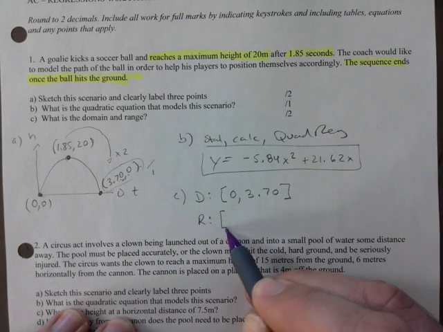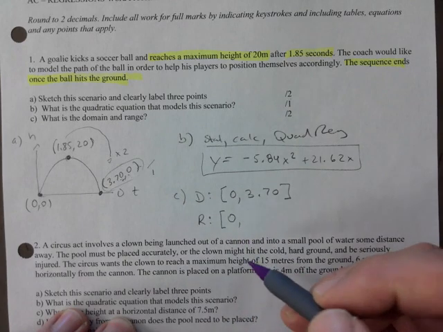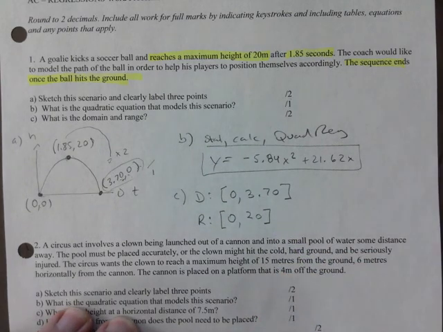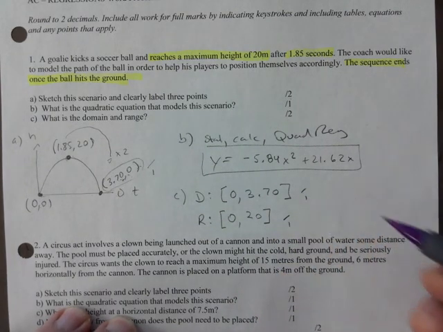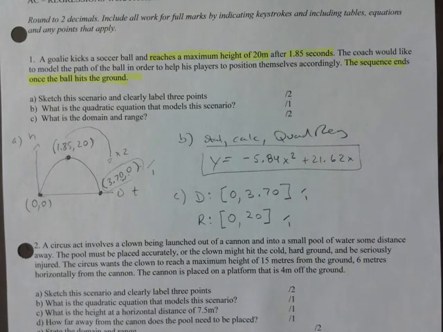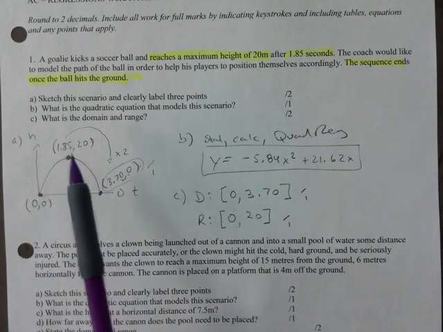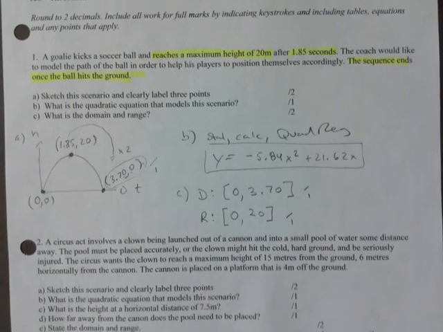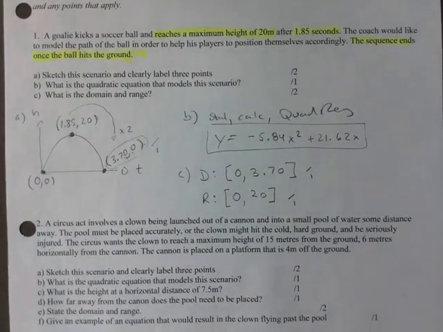And range, right? Obviously the lowest we can get is 0, and the highest we can get is 20. So 1 mark for each, including brackets, including the right order, all of that would be here. And of course, if you mixed up these 2 values, then the domain would be 0 to 40, and this would be 0 to 1.85, right? So that's what I would be looking for there. Okay, so 5 marks for that question.